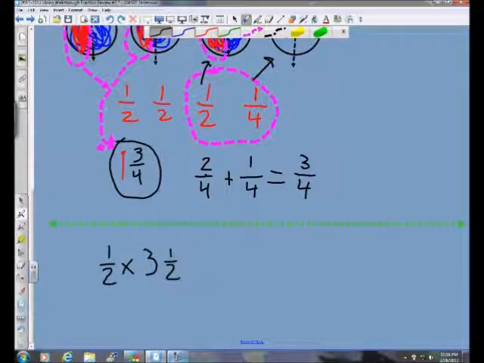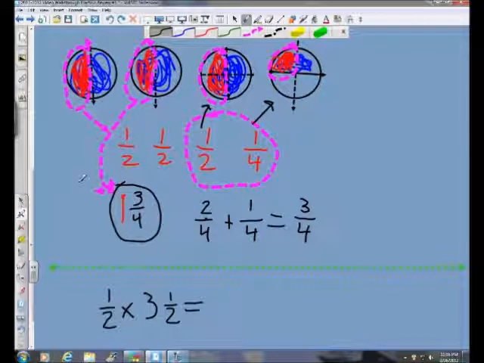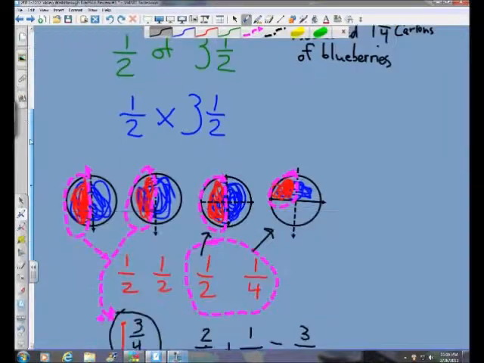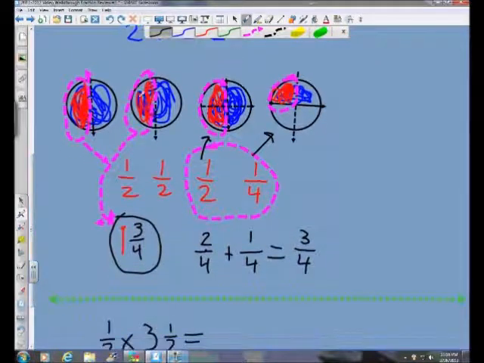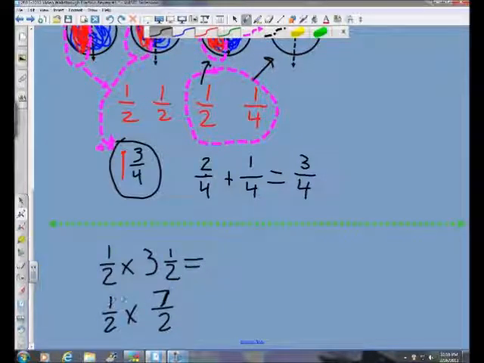How do you do that? You've got a mixed number here. Well, fortunately for us, we did the pictorial method up above. So you can see that 3 1/2 would be 1, 2, 3, 4, 5, 6, and 7 halves we started with up there. So you can change this 3 1/2 to 7 halves, and then multiply it by 1/2.